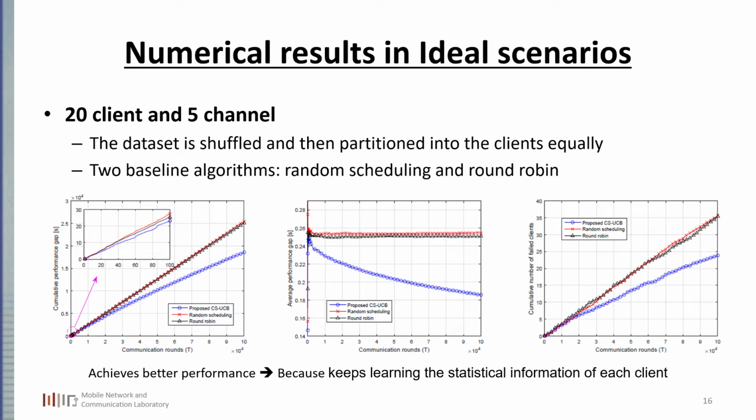This is because the proposed CS-UGB algorithm keeps updating the statistical information of each client in the execution process and leverages a trade-off between the exploitation of learned knowledge and the exploration of more potential actions. It is also observed that the proposed CS-UGB algorithm has fewer failed clients, which suggests that in a given time interval, more clients can get involved in the learning process for more communication rounds.